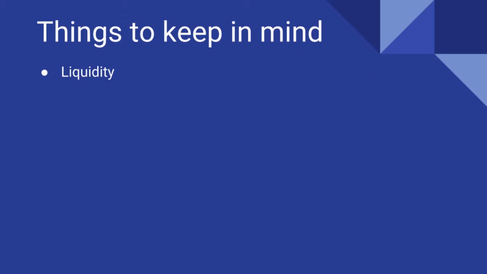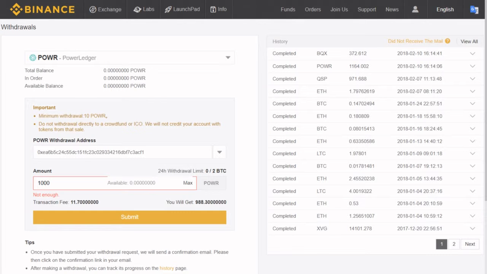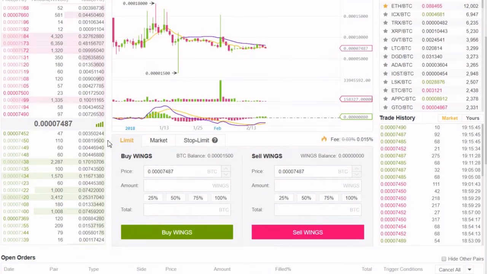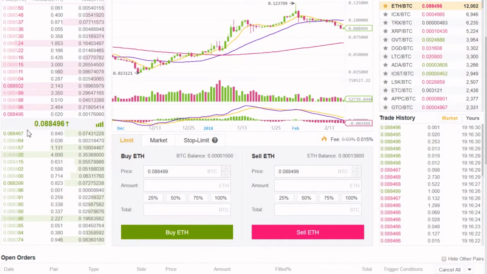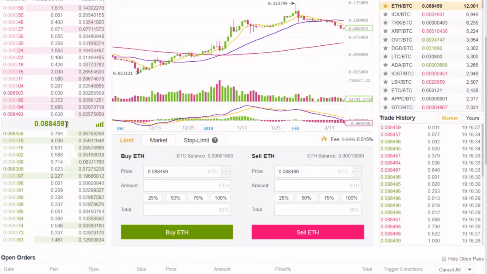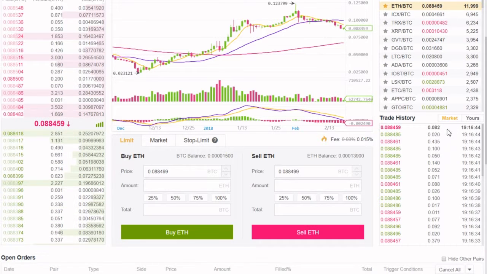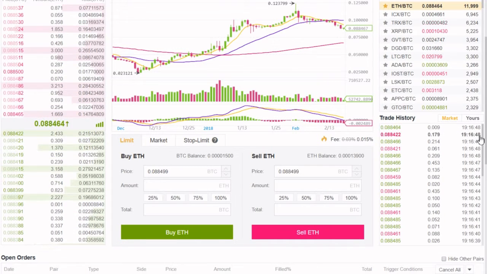Now, things to keep in mind is liquidity. Now, that's what I was talking about before. Say using that last one as an example, I'm going to go back to Wings, where there was very, very low liquidity. Now, what liquidity means is the amount of buying and selling that's going on. With something like Ethereum to Bitcoin, it's going to be very tight spreads, and a spread is the difference between the buy and the sell price, and there's always going to be a lot of trading going on. You can see over here, that's the trade history. There's a lot of trading going on. Every second there's some orders, okay? You can see it's just literally before our eyes, people are buying and selling.